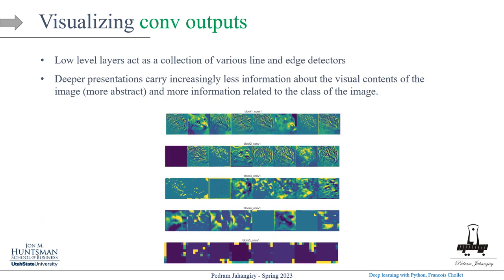Okay, so starting with visualizing conv outputs. What I want you to pay very good attention to is that we are not visualizing the features. We are not visualizing the filters. We are visualizing the convolutional net outputs. Let's say at layer one, if I apply that 8 filter, that 32 filter, that 64 filter, what does that output look like? This is what we're visualizing.